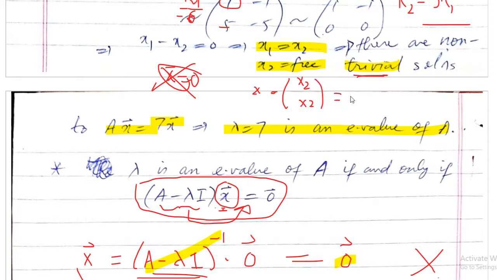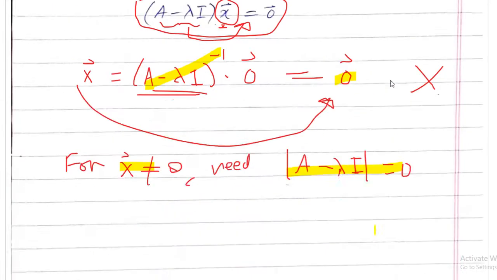Now you can bring x2 outside. If I bring x2 outside, what do you get? You get 1 and 1 inside. So you don't need x2. This 1 1 is your eigenvector. This is your eigenvector 1 1.